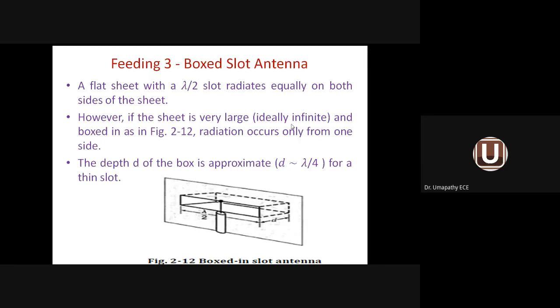But if the sheet is very large, unboxed, as shown in figure 2.12, radiation occurs only from one side. Suppose we place the metallic sheet in a box having only an opening at one end, through a coaxial line and feeding at the center. The length of the slot is lambda by 2, and the depth of the box is D, approximately equal to lambda by 4 for a thin slot. It is said to be boxed slot antenna. In this case, radiation will occur on only one side. The radiation will not come on the other side because I am having the opening on only one side of the box antenna.